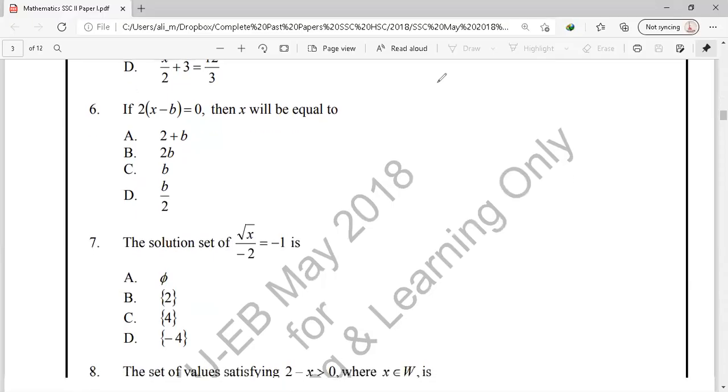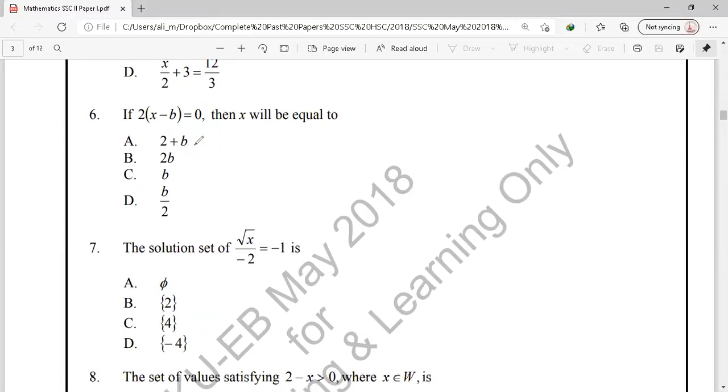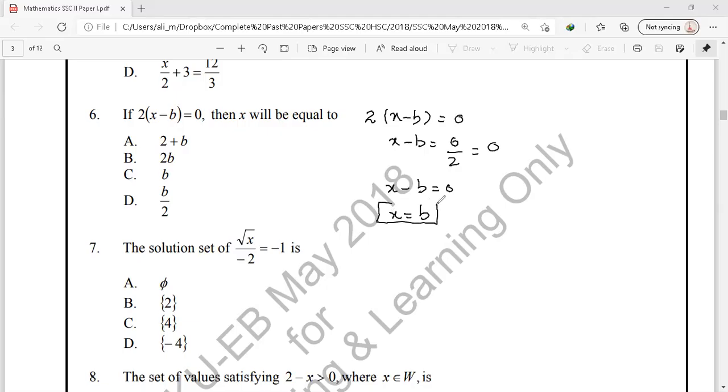Next, we have question number 6 and 7. In this expression, we have to find the value of x. So 2 into x minus b is equal to 0. So we have to calculate the value of x. That is very simple. x minus b will be equal to 0 over 2. That is equal to 0. So x minus b equals 0. So x would be equal to b. So we have the correct answer in question number 6. That is option C.